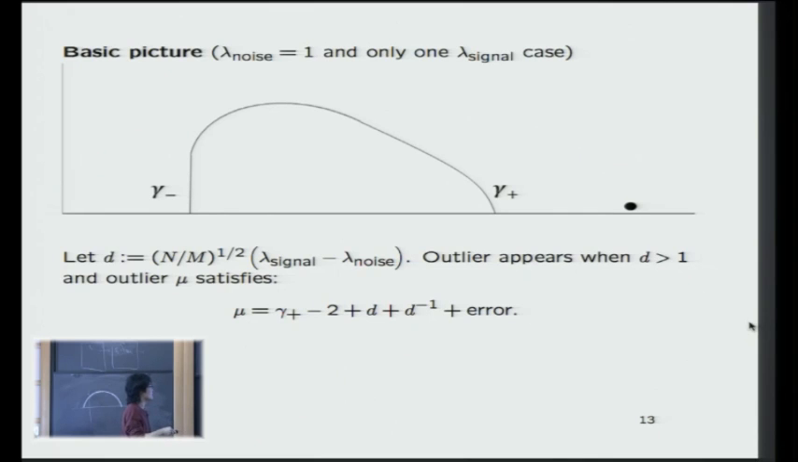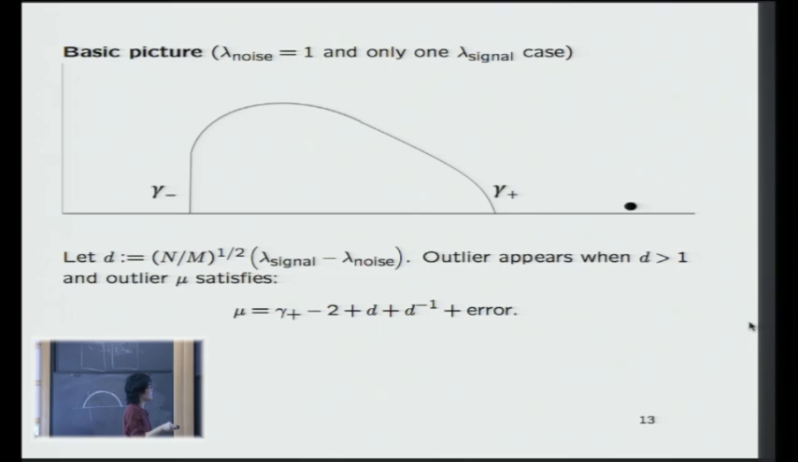If you look at this quantity, as long as this quantity is larger than 1, which tells you the relation between the signal and the noise, you can see that if the noise is 1 and n and m are comparable, then as long as this lambda signal is larger than 2, you will see an outlier.